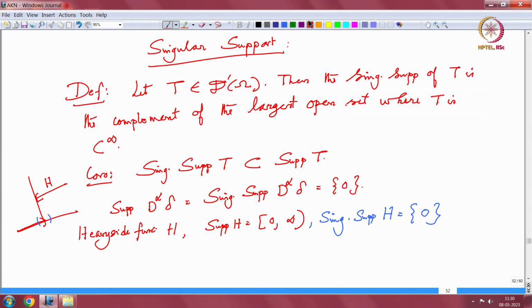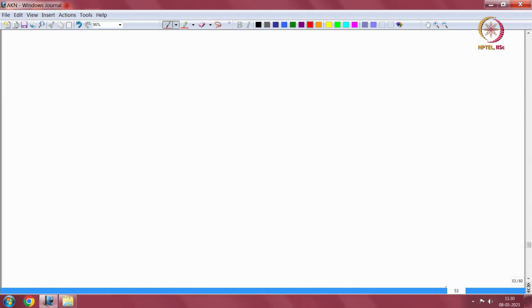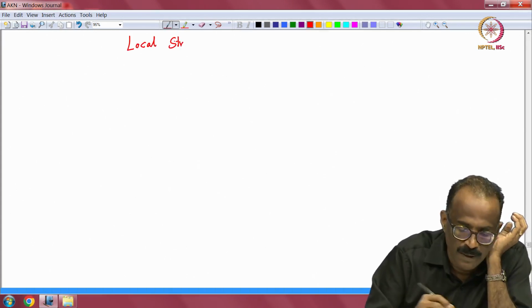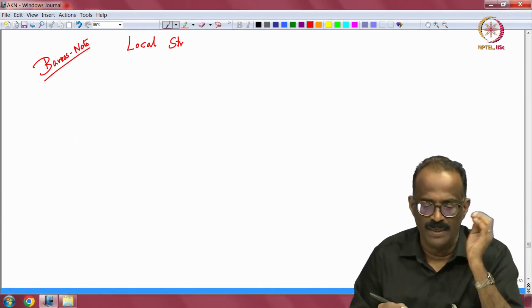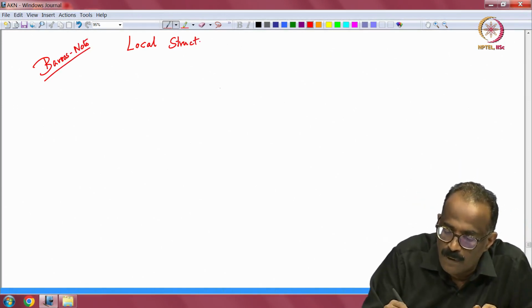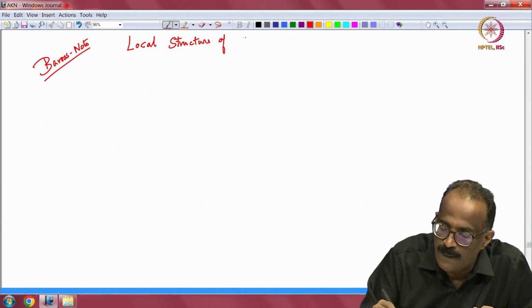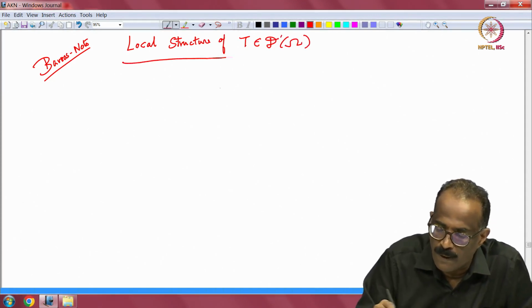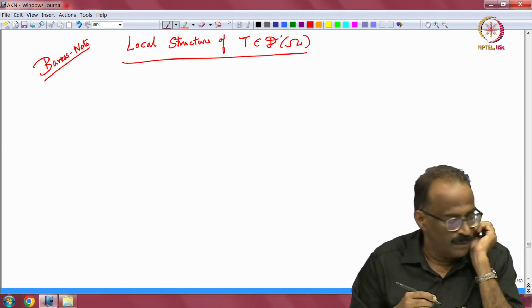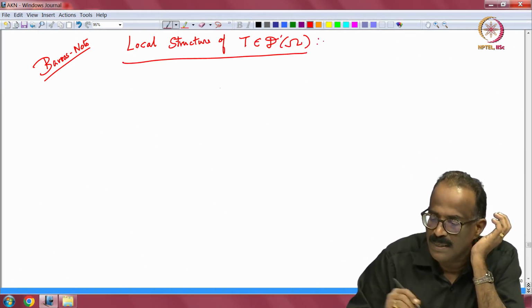So, our main part then; we will make some remarks. I am going to state the local structure. I will not prove it here, I will only state it now. If you want, you can look into books like Barrow's or something like that, maybe Rudin and other books. Local structure of T. Let me just state the theorem. If you want a proof you can look into the books. It is not very difficult, but it may take some time.